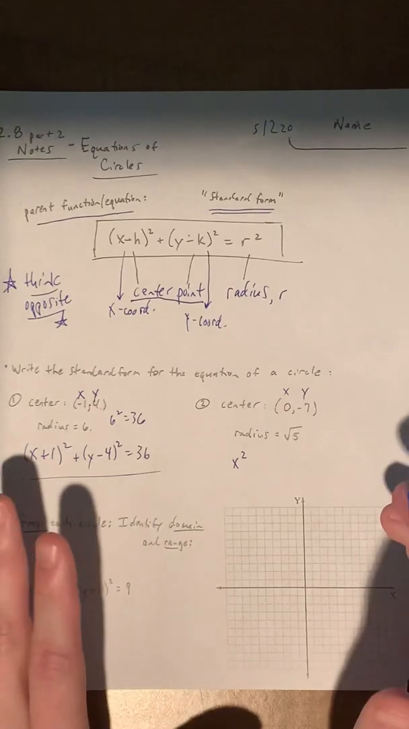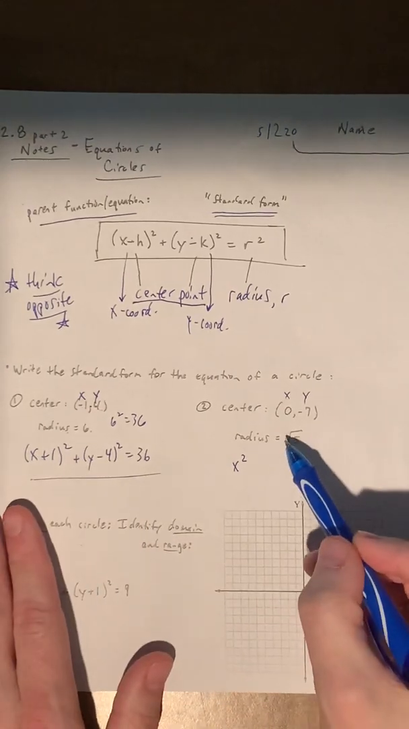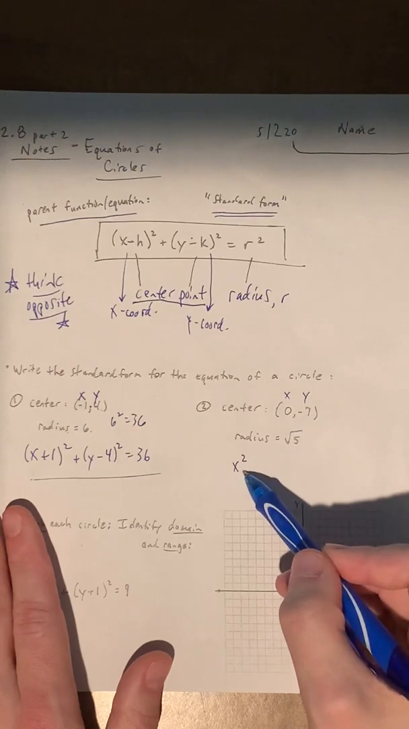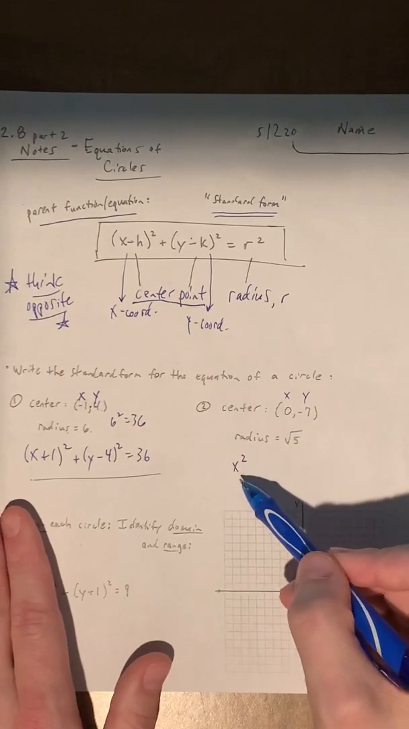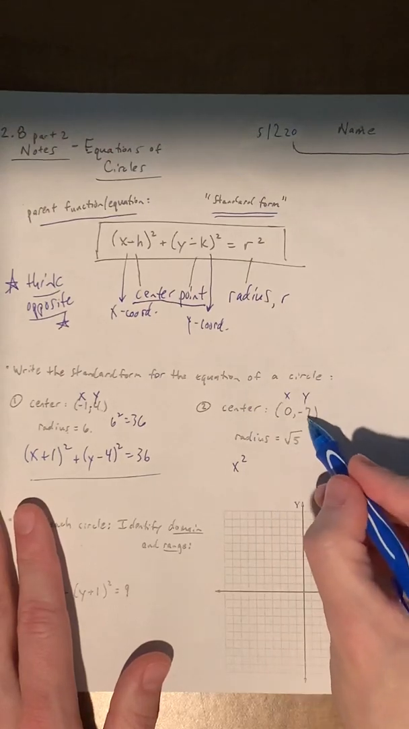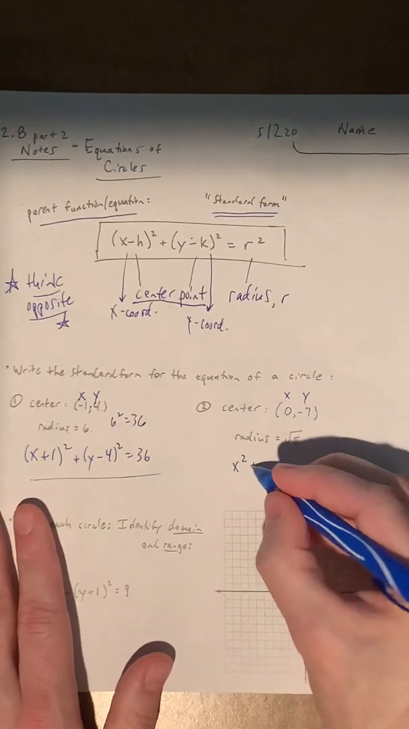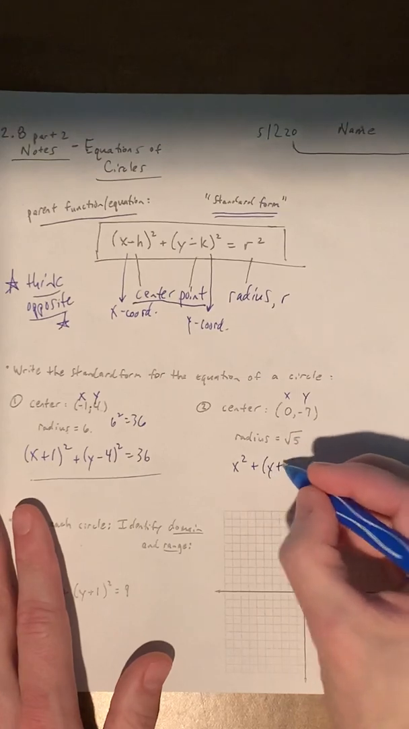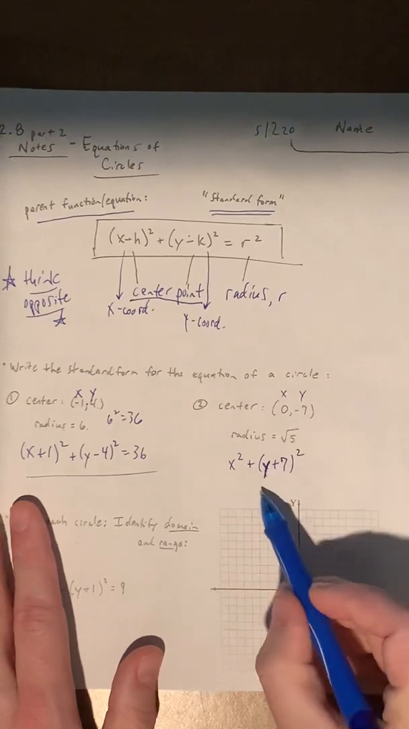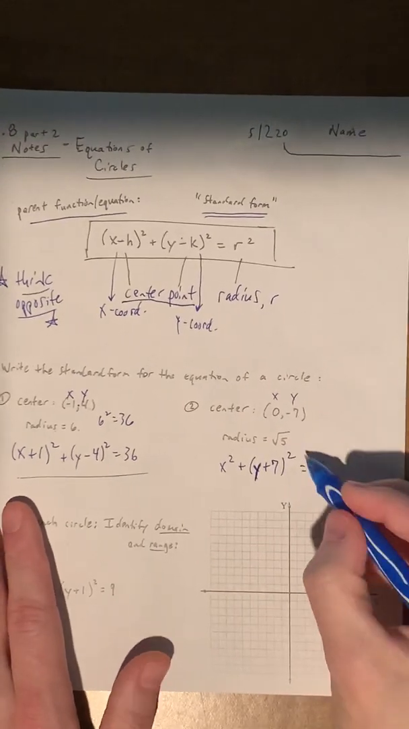Okay, so keep that in mind. Remember that if you have a 0 for one of your coordinates or numbers, you don't write a minus 0 or plus 0. You just get rid of it. So x squared, and then the negative 7 for y, so like a plus 7, because you got to think opposite, and that equals r squared.